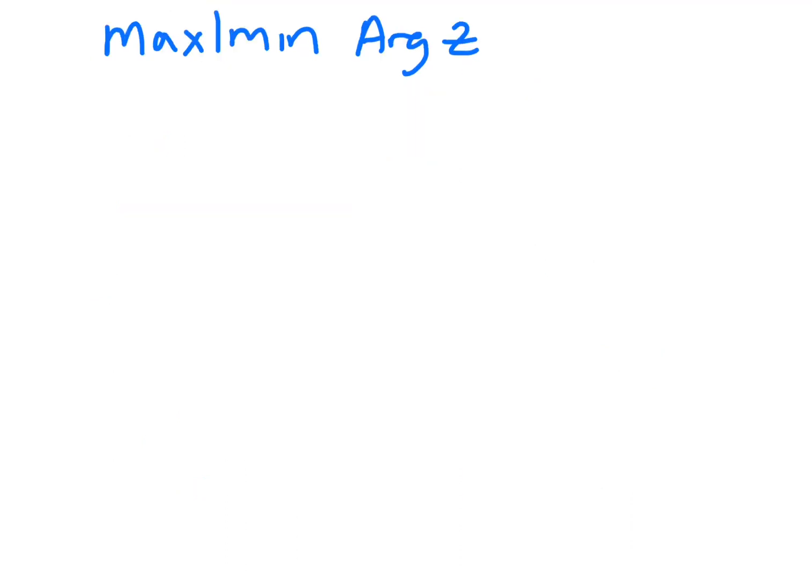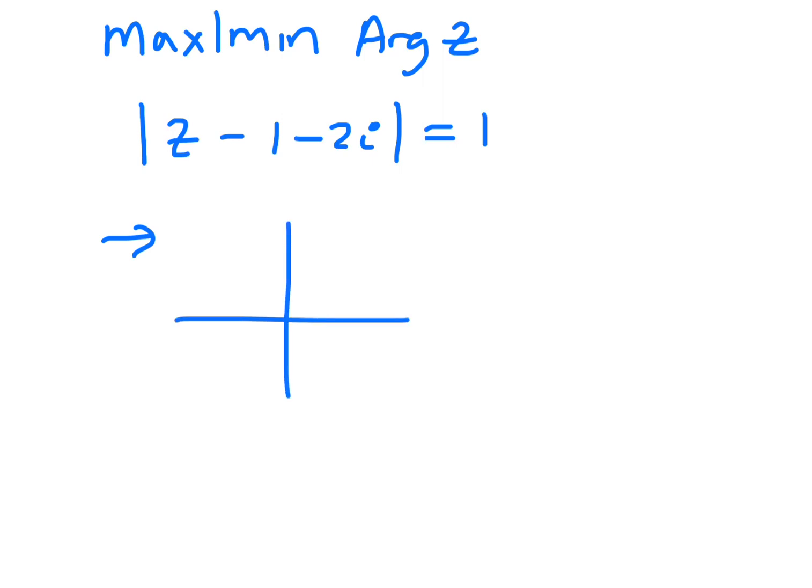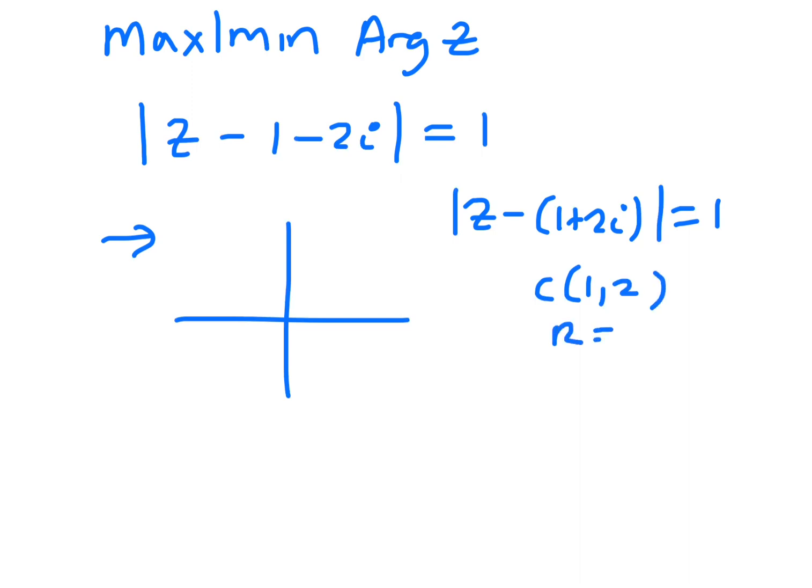Now, if you're after the maximum or minimum of arg z, let's do z as this circle. So you go 1 minus 2i and have a radius of 1. Okay, so if we sketch this, then we need to take out the negative. So it's 1 plus 2i equals 1. The centre would be 1, 2. The radius would be root 1, which is 1. So you go 1, and then you go 2. And the radius is just 1. So it's just like that.